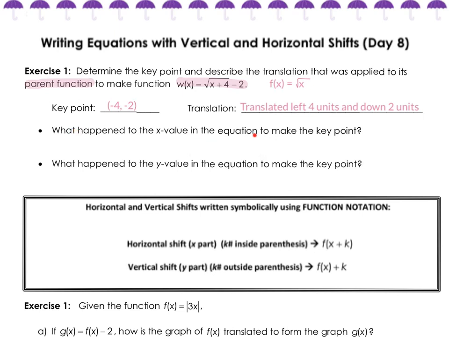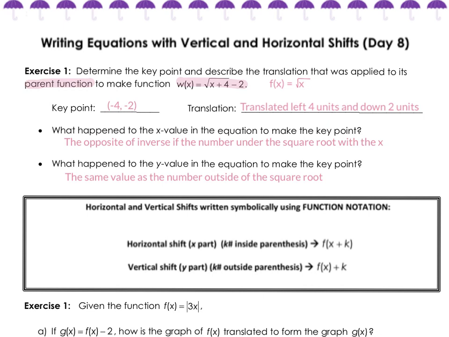What happened to the x value in the equation to make the key point? Well, we already talked about this, it makes the opposite or inverse of the number that's under the square root with the x. So remember, it's always the opposite for the x. And then what happened to the y value in the equation to make the key point? Well, if we look, we can see that it's the same value, and we have already talked about this a little bit. So this is the same value as the number outside of the square root. So opposite for the x, same for the y.